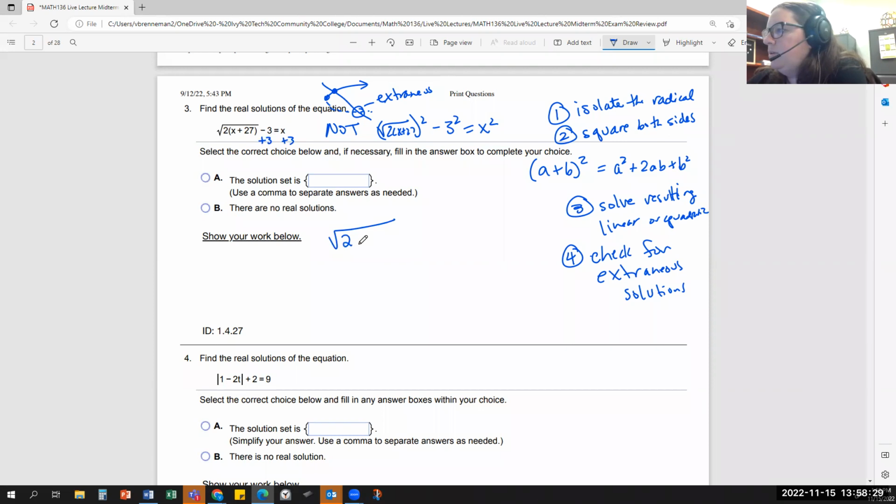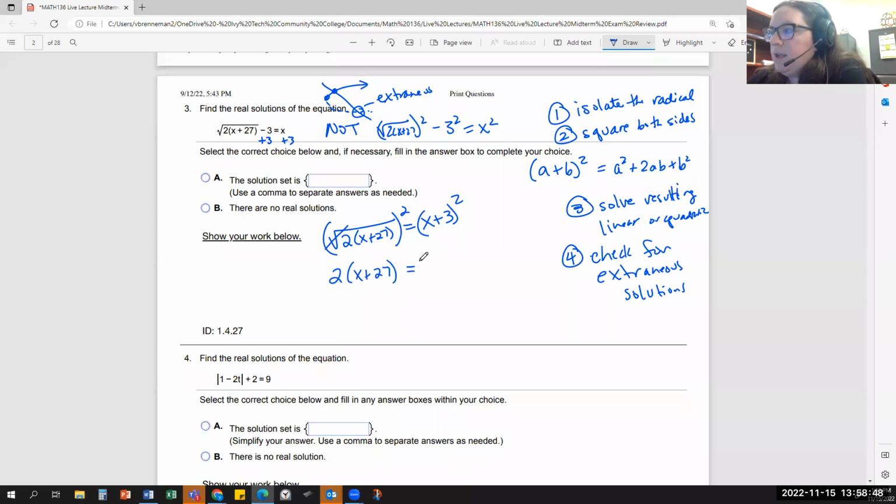So doing that process here, I'm going to first add 3 to both sides to isolate the radical. Now I can square both sides, squaring the entire side. So now the square undoes the square root, and I just have 2 times x plus 27 on the left side.